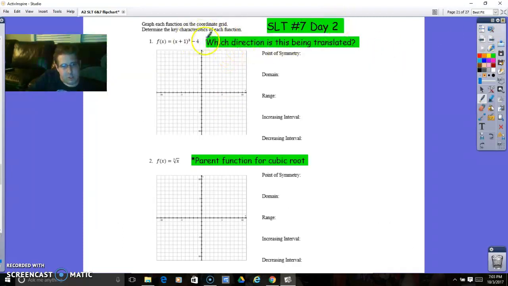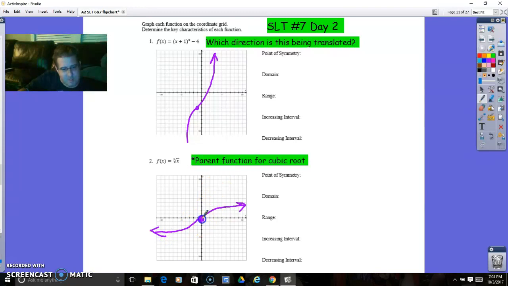All right, so day 2, which direction is it being translated? It's being translated 1 left and 4 down. There's the vertex, and is this quadratic or cubed? It looks like, I guess, it's cubed. If it's cubed, it's going to look like that. Cubic root of x, well, let's see, cubic root of 0 is 0, cubic root of 1 is 1, and it's going to look something like this. Domain is all real numbers, range is also all real numbers.